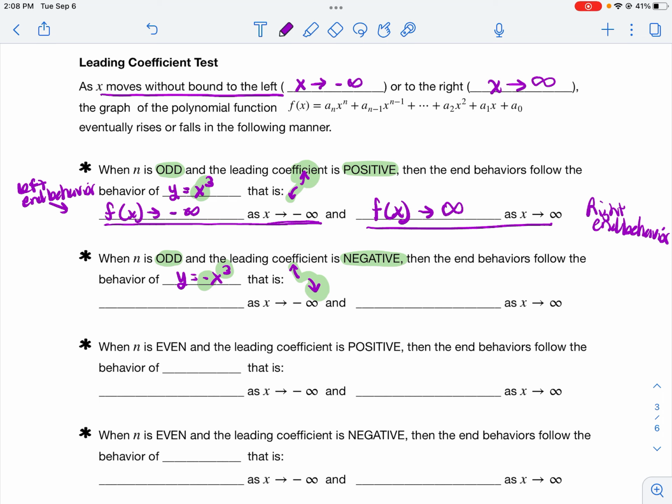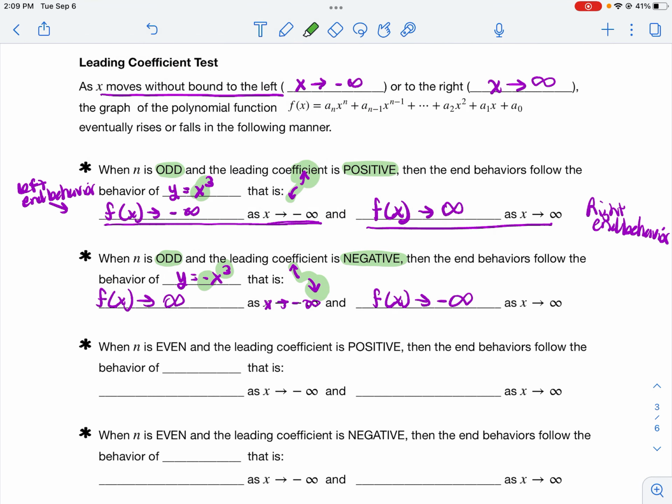And that's how I remember which is which. Now, how do I translate that into an algebraic expression? So I'd say the left end behavior, notice my graph on the left, my left arrow is going up. So I'd say f of x is approaching infinity as x is going to negative infinity. And then to describe my right end behavior, I'd say f of x is going to negative infinity as x goes to infinity.